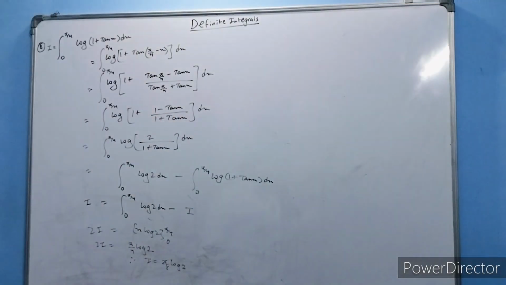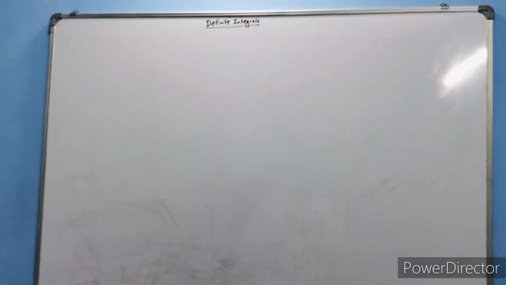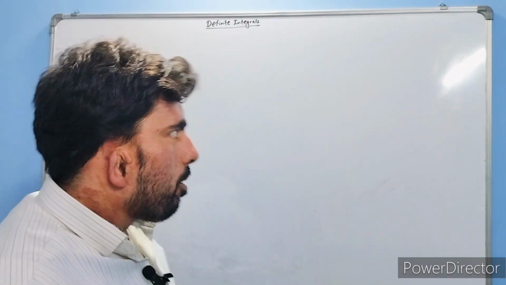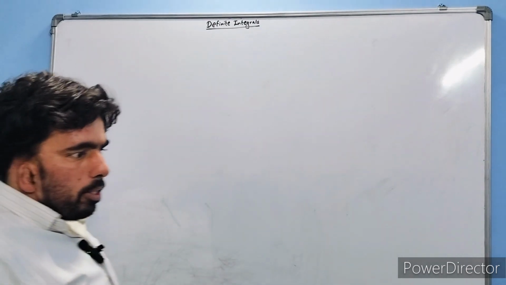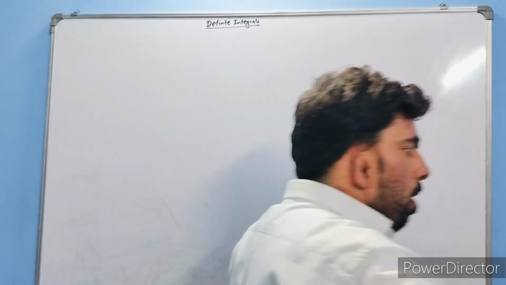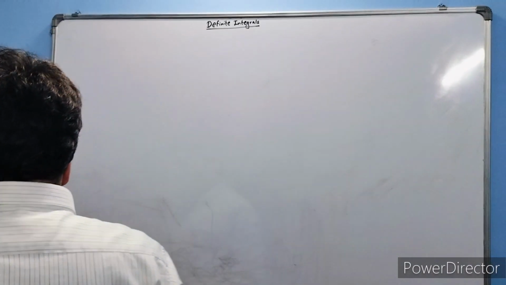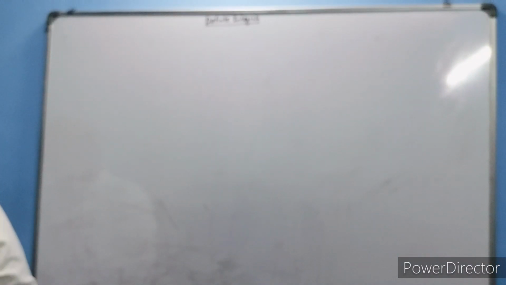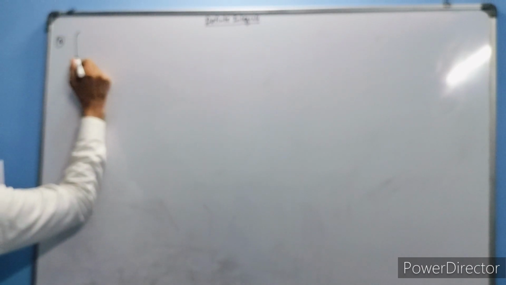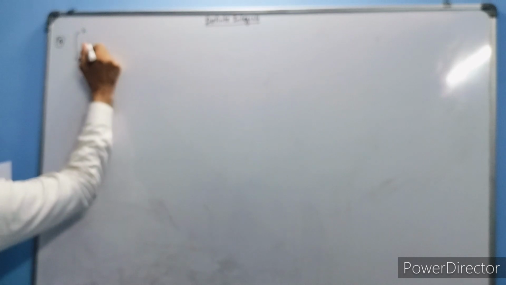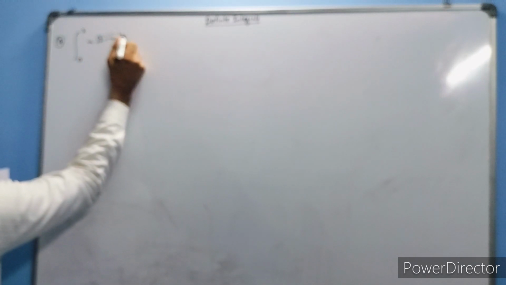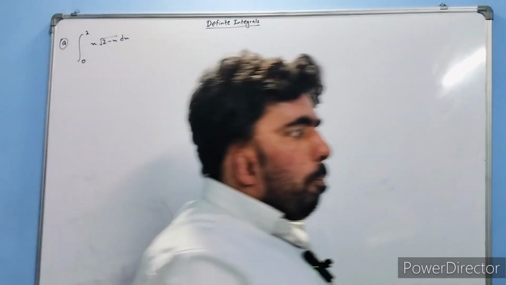Now we'll try to solve more numericals based on definite integrals, that is to evaluate definite integrals using some properties. So now I have more numericals here. Let us try to solve. That is the question they have given. Now we will solve the 9th question here. 0 to 2, x times 2 minus x dx. Here I will apply the property.